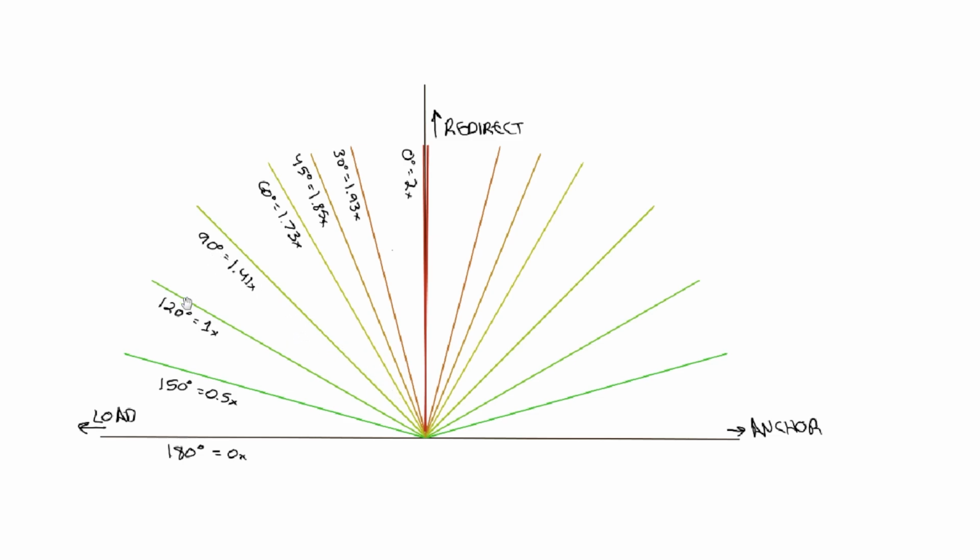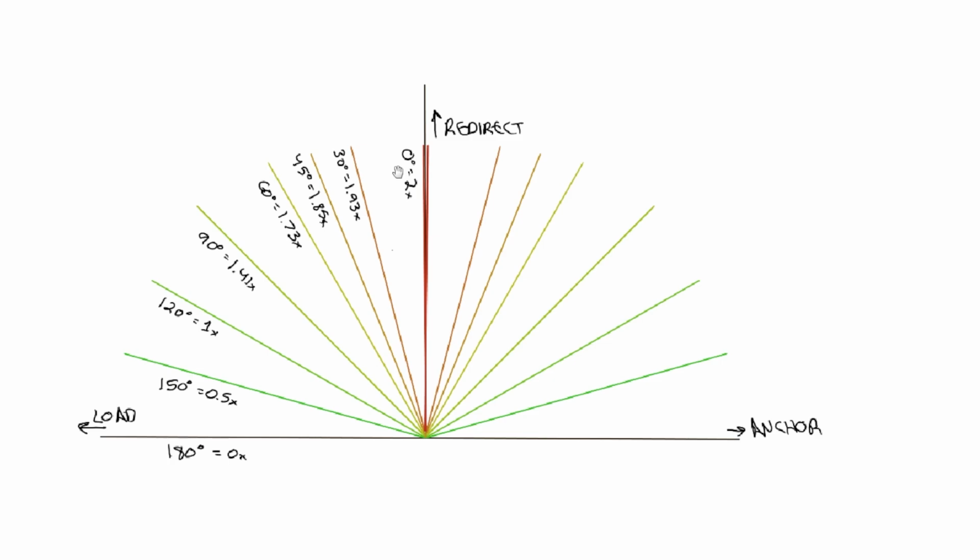At 90 degrees, so anything less than 120 degrees, we're multiplying our force on our redirect. So at 90 degrees, it's 1.41. At 60 degrees, it's 1.73. At 45, it's 1.85. At 30, it's 1.93. And at 0 degrees, it is twice the load.